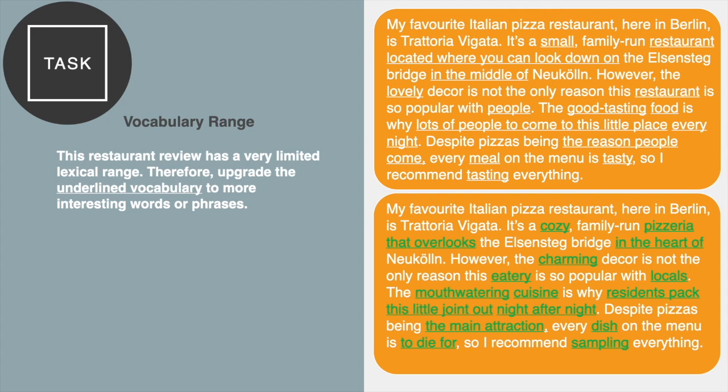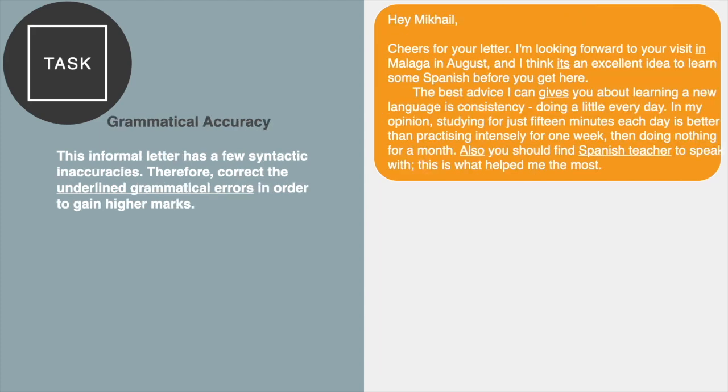The main attraction is an upgrade on reason people come, as it is concise and is a commonly used phrasal verb in the hospitality industry. The word taste is a more simplistic verb than sample. Many new English learners are unaware that sample can be used as a synonym for taste, so therefore I would use that instead. Now it is time for another task.